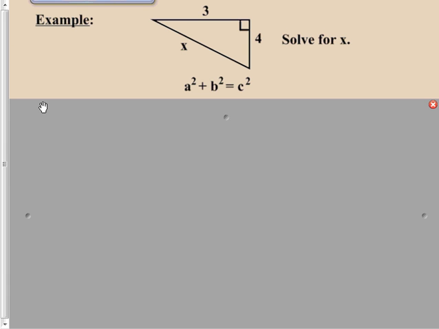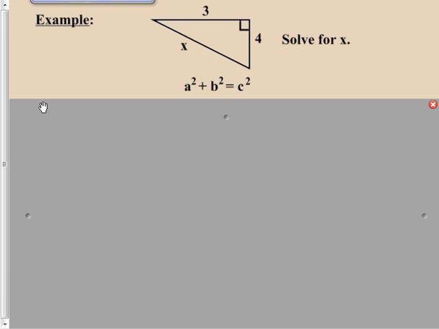Now, the key with the Pythagorean theorem is you need to make sure that you plug your information into the correct location. Don't just pick 3 values and plug them into any of the 3 locations. You've got to get the legs plugged in for a and b and the hypotenuse plugged in for c. If you do not put things in the right positions, you are guaranteed to get an incorrect answer.